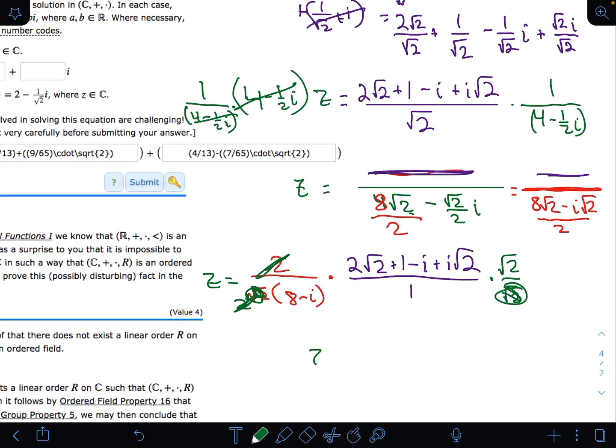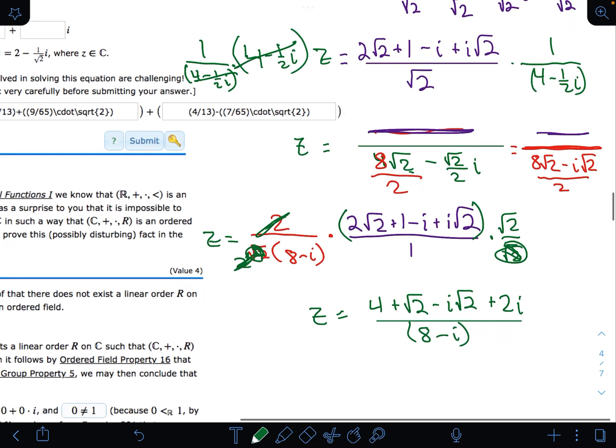And in the end, now I'm all the way down to z equals, and I have root 2 times this whole quantity. Okay, fine. 2 times root 2 times root 2, that's going to be 4. And I got 1 times root 2, fine. Minus i root 2, fine. And then plus i root 2 times root 2 is going to be 2i. I have all this over, and I've got 8 minus i.